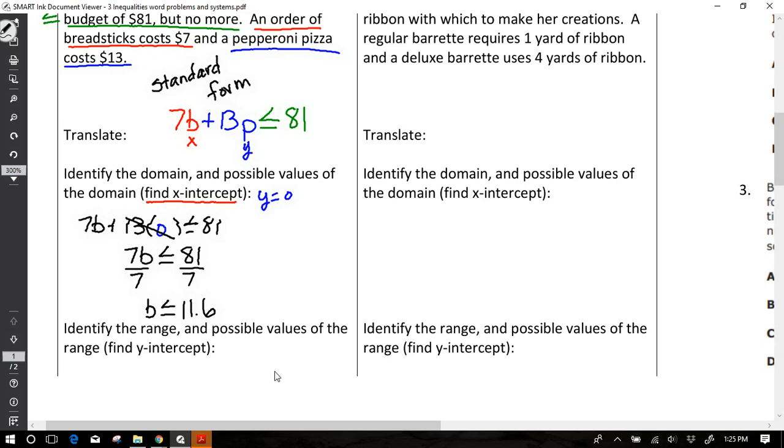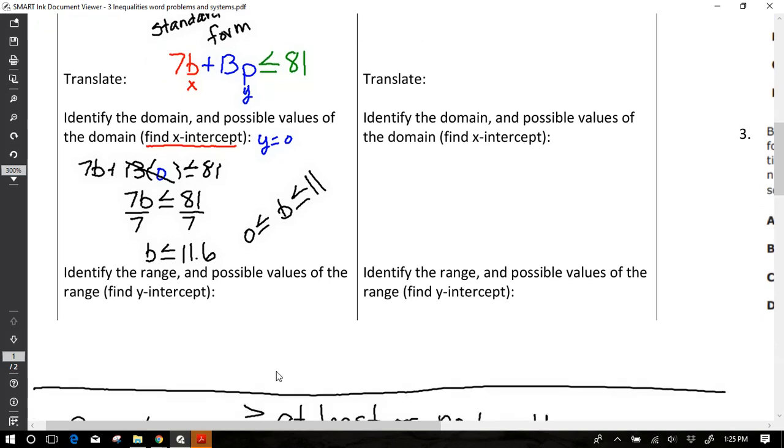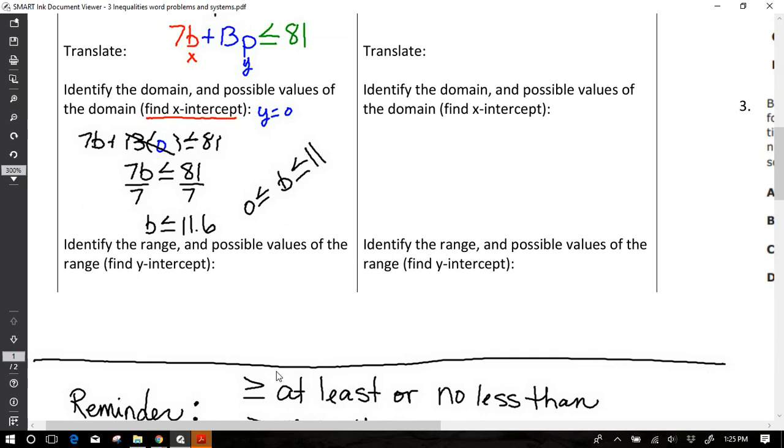Usually not. So we're going to say that our X values, or our B values, in this case breadsticks, she can buy either 0 breadsticks, at the least 0, or at the most she can buy is 11. Okay? So those are the possible numbers of breadsticks that she can buy. Our job next is to figure out how many possible pizzas she could buy in all. So when we're trying to identify the range, I want you to remember that this is where the X value is going to equal 0.